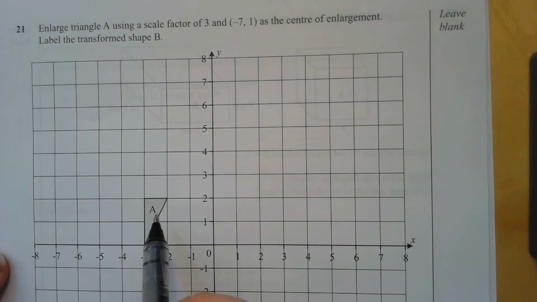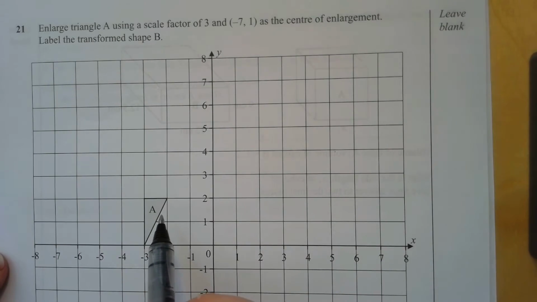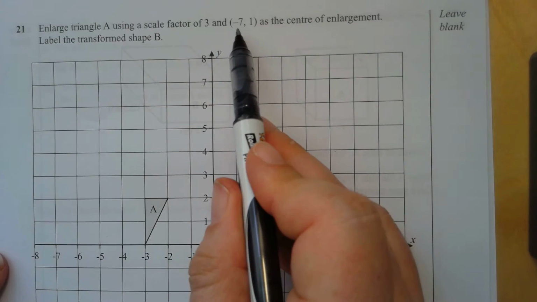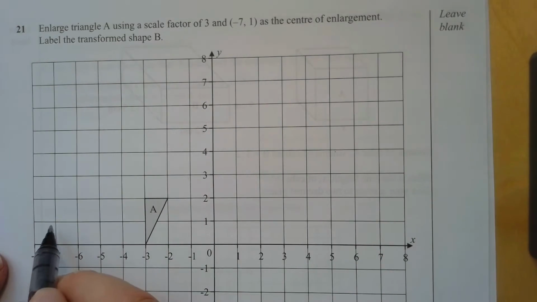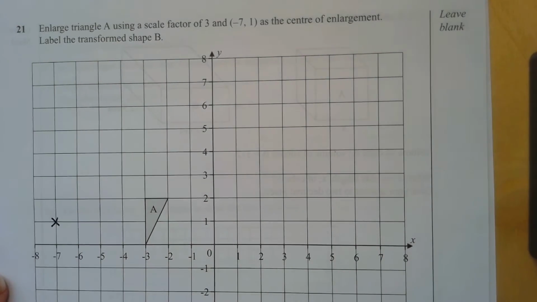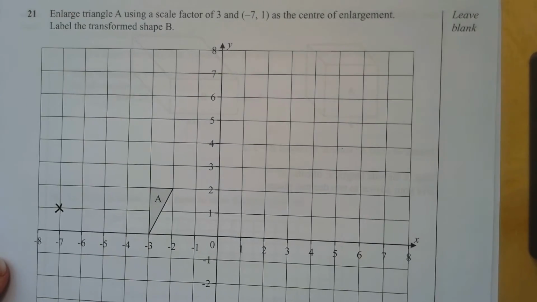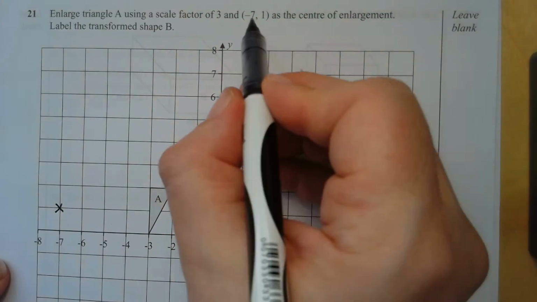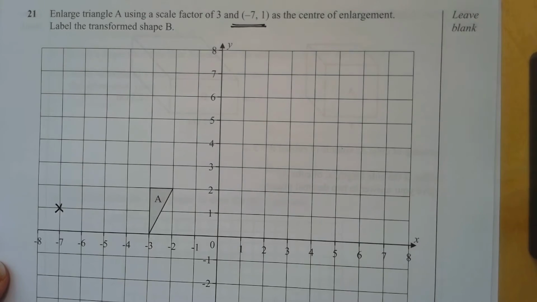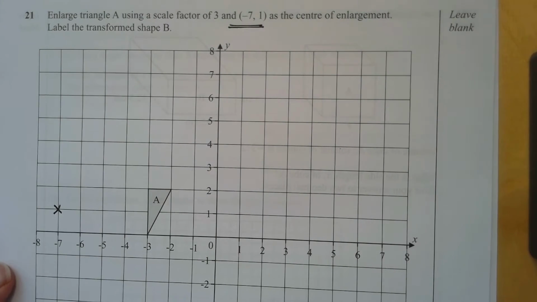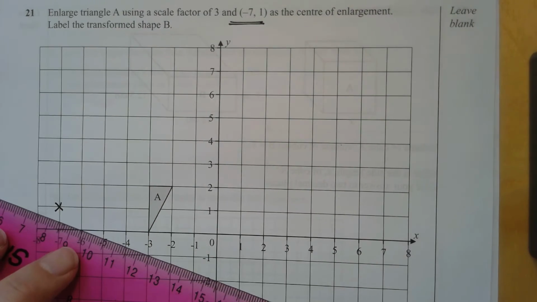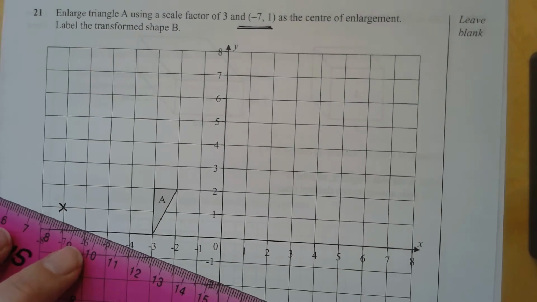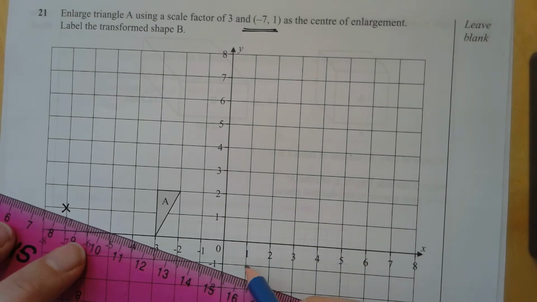Right, we're enlarging it using a scale factor of 3, and -7, 1 as the centre of enlargement. So this is our centre of enlargement here. We need to multiply it by a factor of 3 using that. Now I'm going to use a ruler and draw carefully my array lines. I'm going to do them with pencil, just in case I get them wrong the first time.